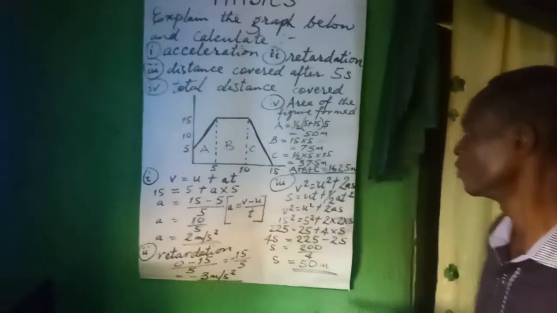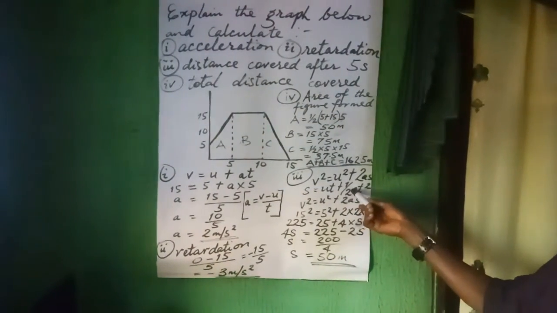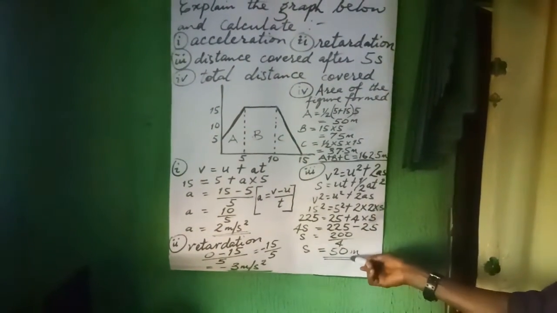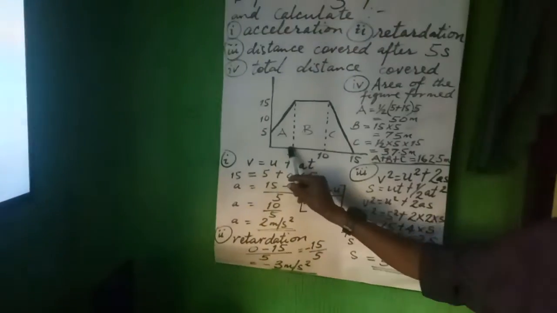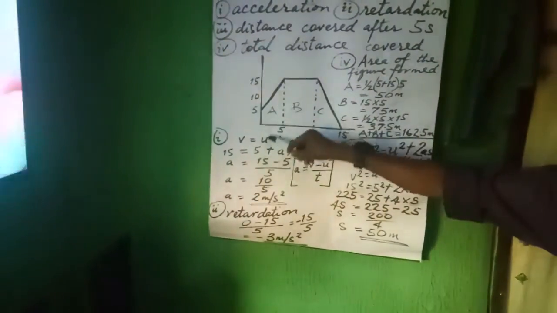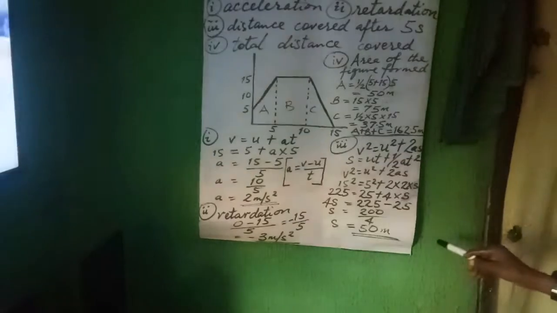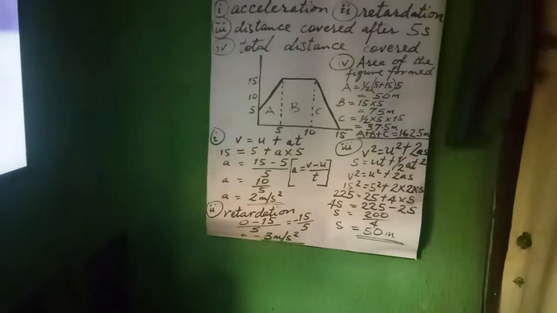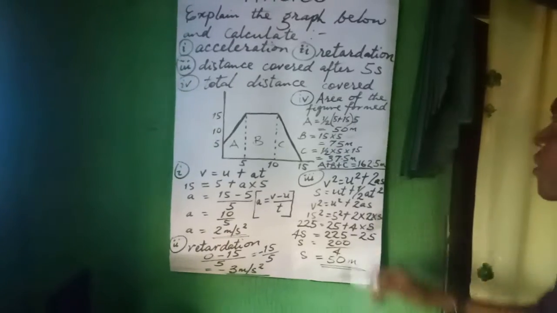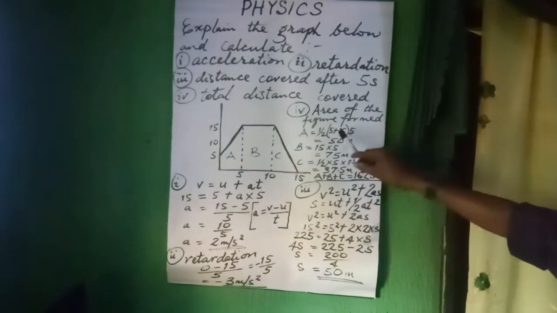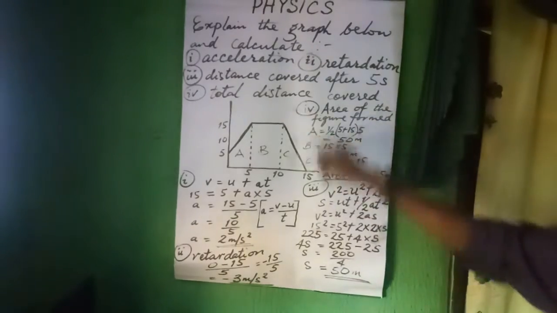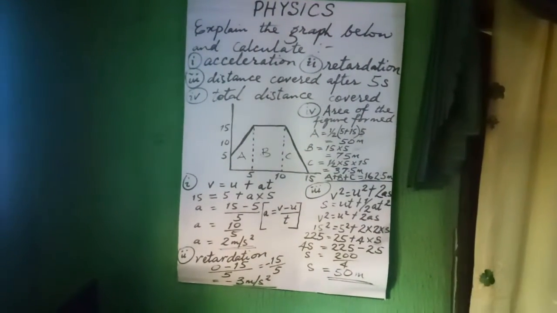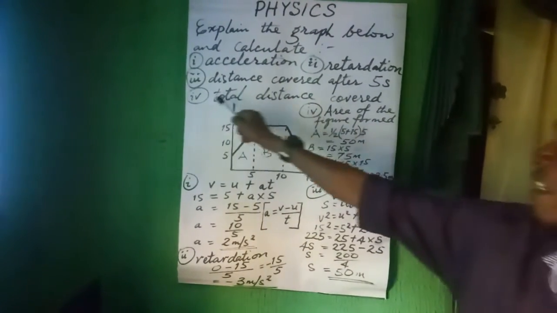I have told you, you can try this second formula and also find out that you're going to have 50 meters. So the distance covered after 5 seconds, which is the first phase of the journey, A, the distance covered is 50 meters. Alright, so I have told you, whether you use equation of motion or you calculate the area of the shape formed, you're going to get the same answer. That will be proved in the final question.